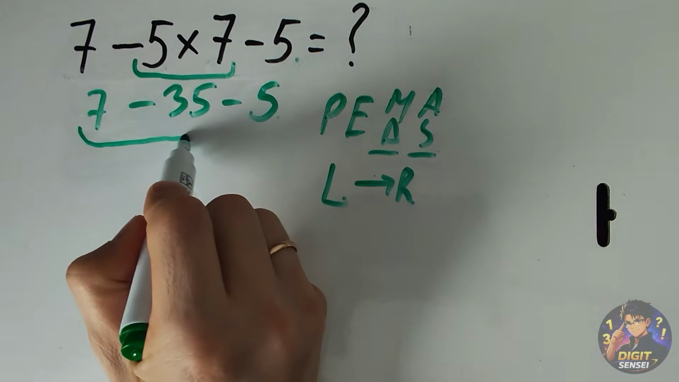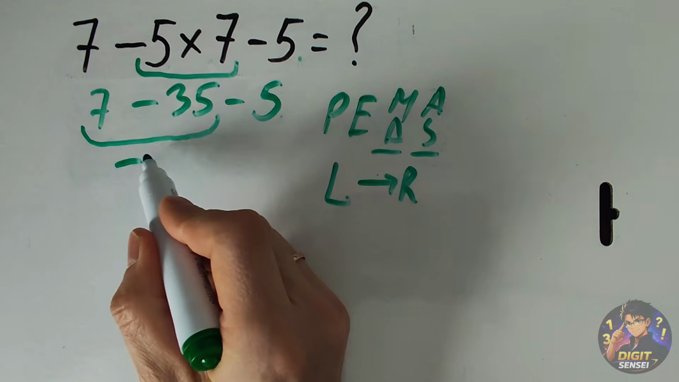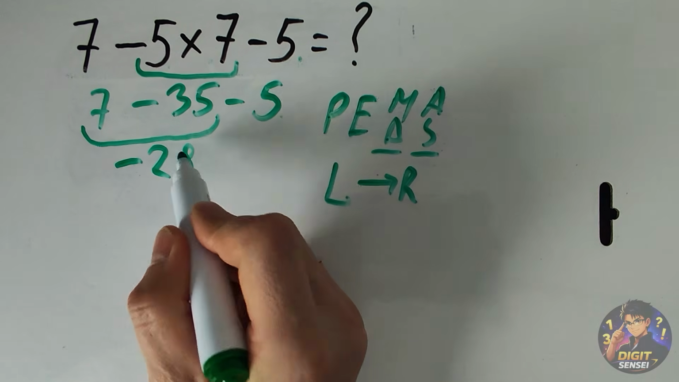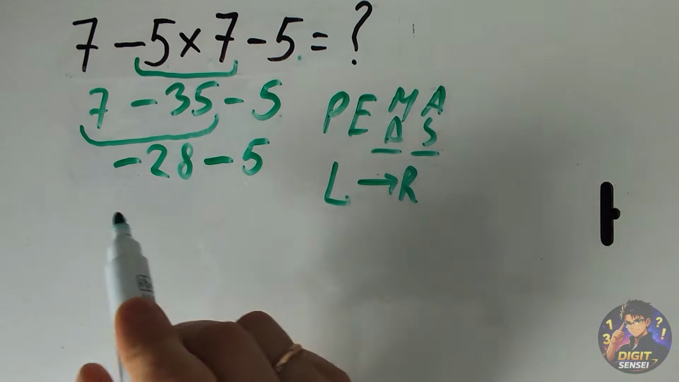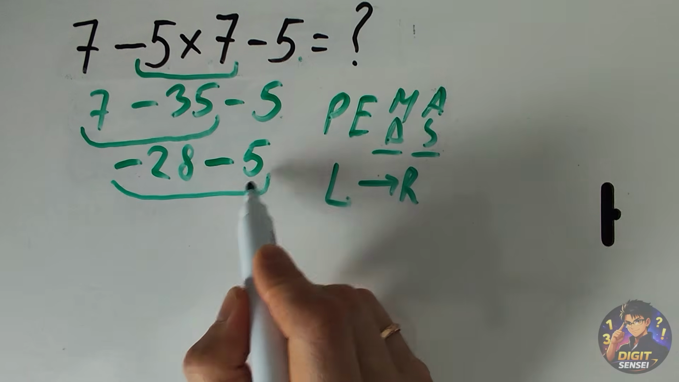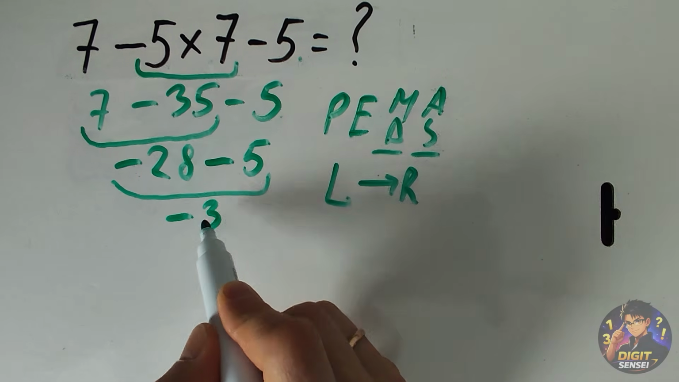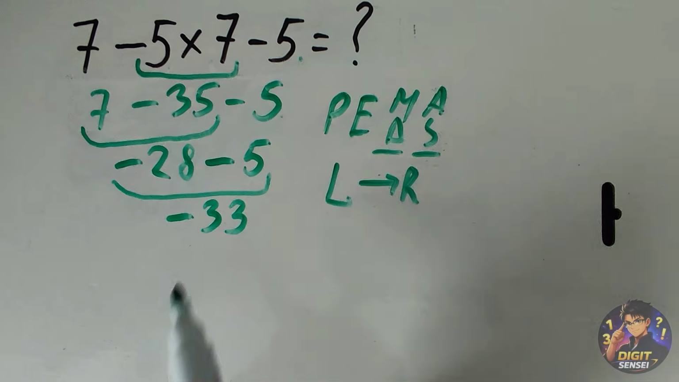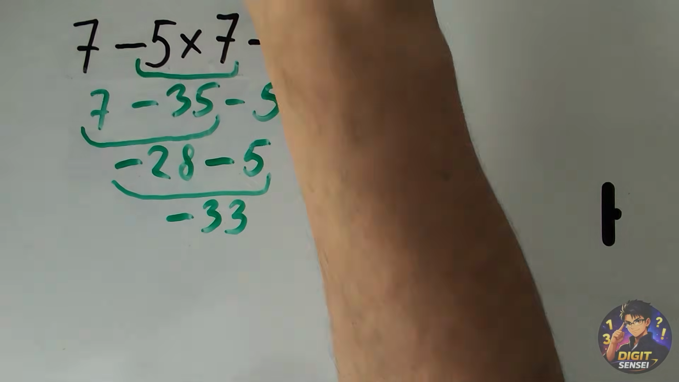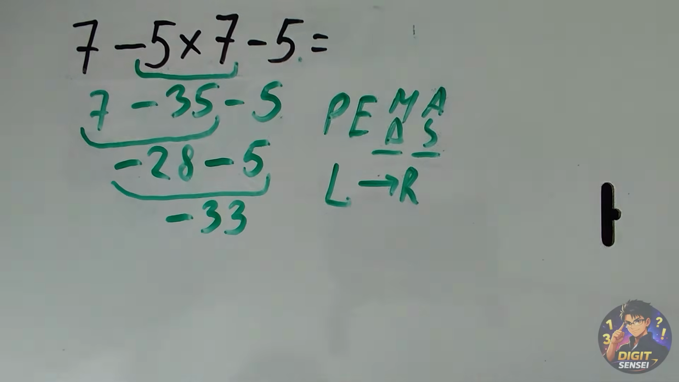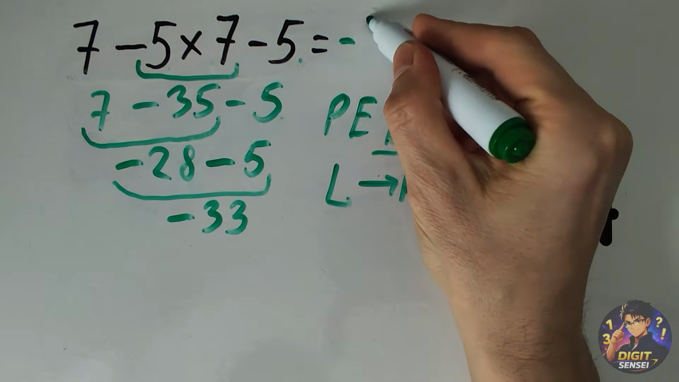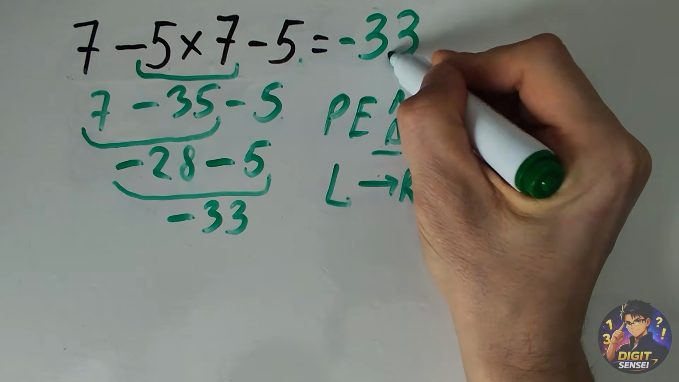7 minus 35 equals negative 28. So negative 28 minus 5, which equals negative 33. And this is our final answer to this problem. The correct answer is negative 33.